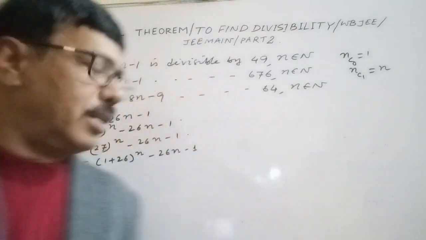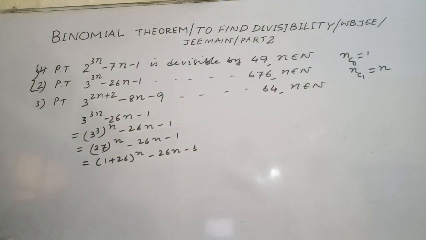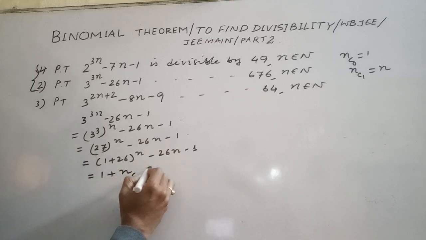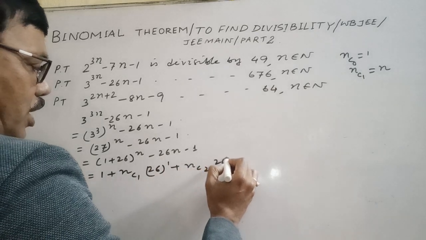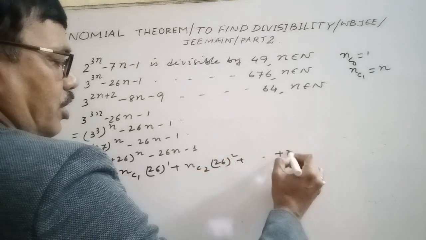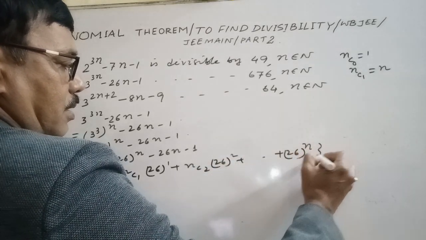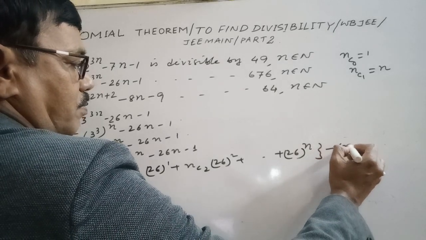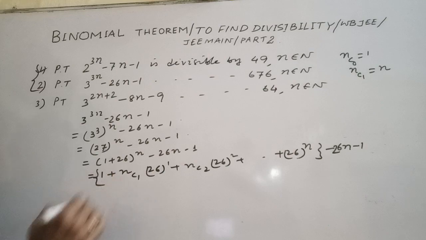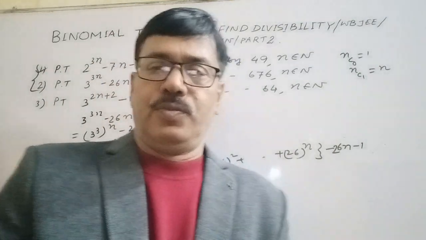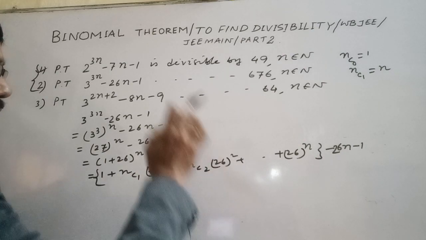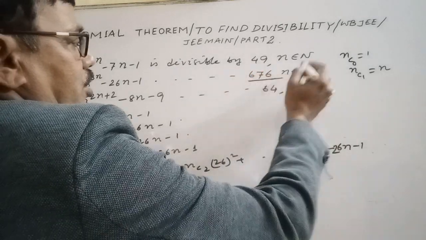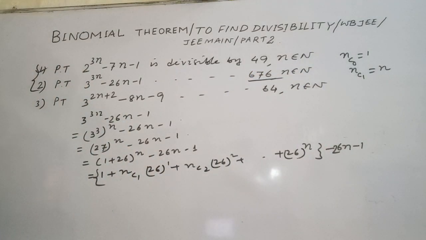Then expand it as earlier and complete it. You try to complete it. nC1 26 to the power 1, 1 to the power anything, nC2 26 square, then 26 whole to the power n minus 26n minus 1. So exactly the same as earlier. So you complete it. So 26 square will be common and 26 square is 676.